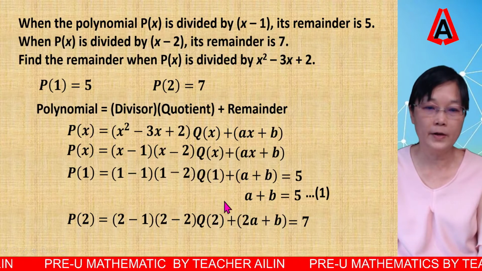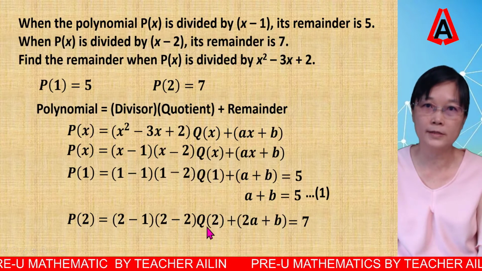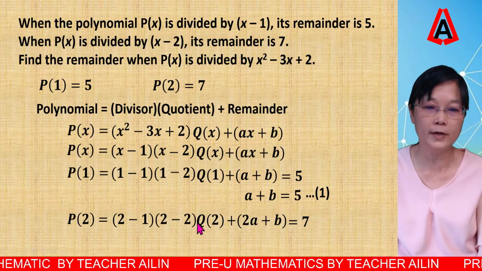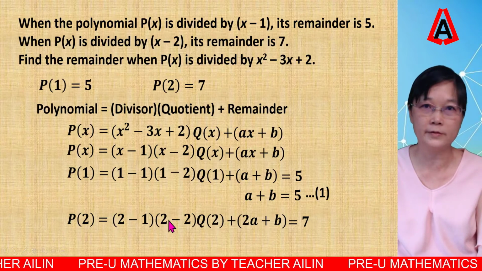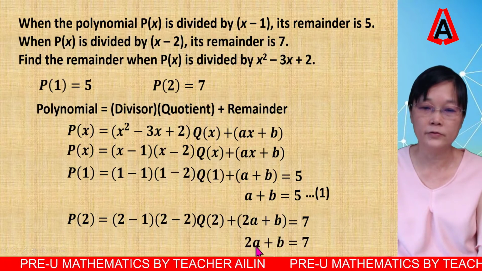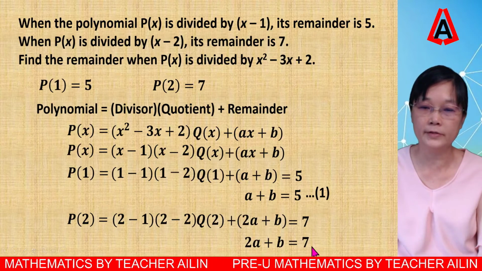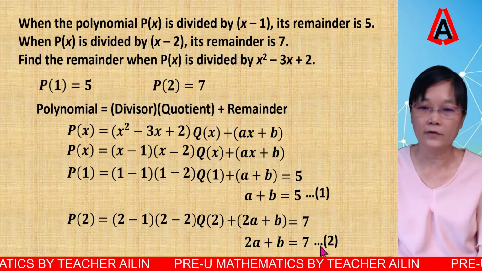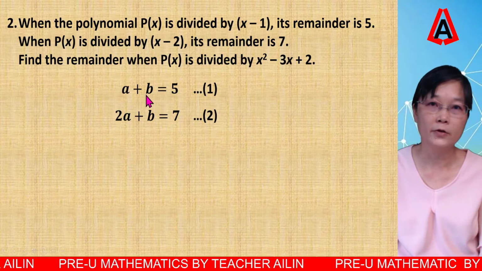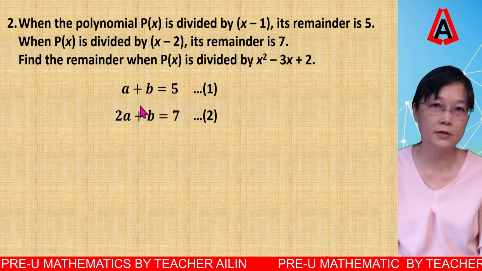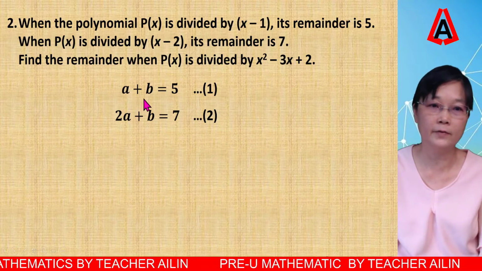And for this part, even though we do not know what q is, since 2 minus 2 is equal to 0, this whole part will be equal to 0. And then I'll get 2a plus b equals 7. Now I have got two linear equations here. So now I'm going to do simultaneous equations in order to find the value of a and b.